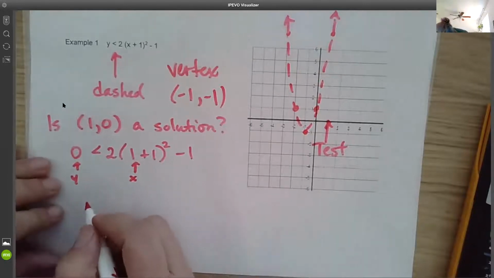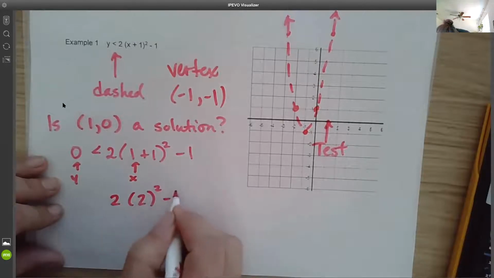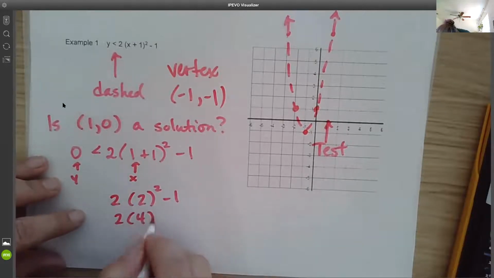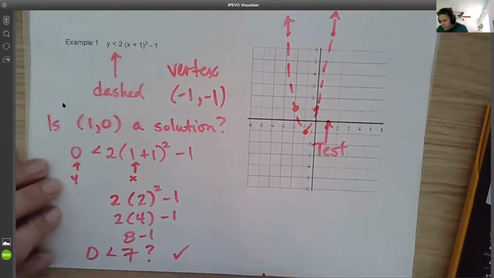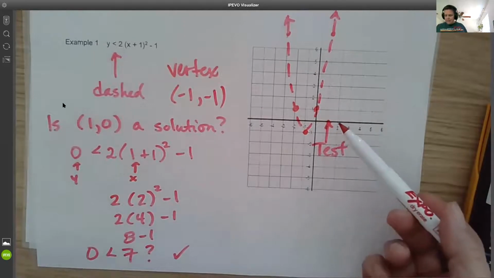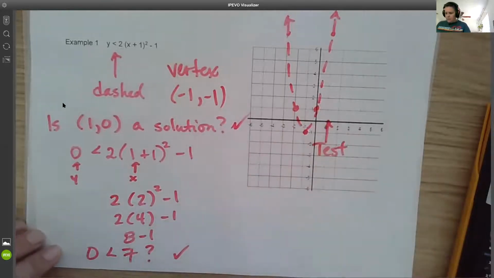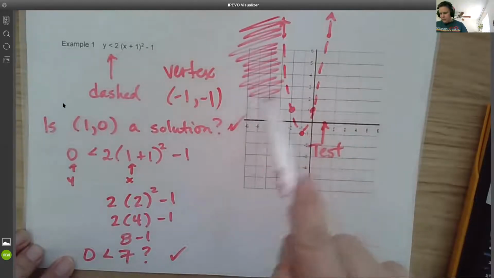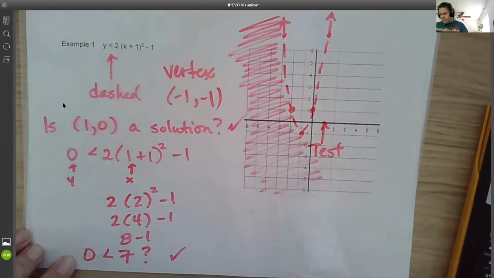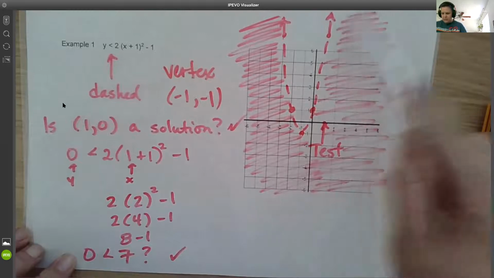So I need to know, is 0 less than 2 times 2 squared minus 1, which is 2 times 4 minus 1, 8 minus 1. Okay, is 0 less than 7? Yes. So here where my test point is, that's true. So (1, 0) is a solution. That tells me that everywhere on that side of the curve, the same side where my test point is located, everywhere out here is also a solution. So my solutions are everywhere outside of this curve.